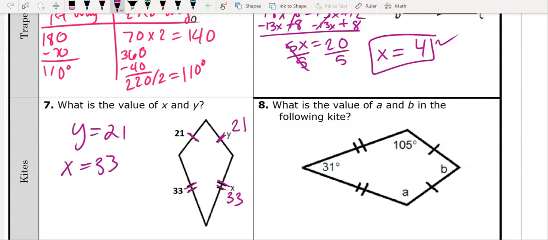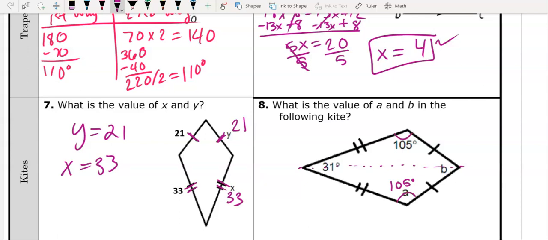Number 8. What is the value of A and B in the following kite? Well, just by looking at this kite, I know that the kite is exactly the same on both sides when it's split down the middle like that. So what angle is also 105? A, right? So A is 105 because these angles are the same.